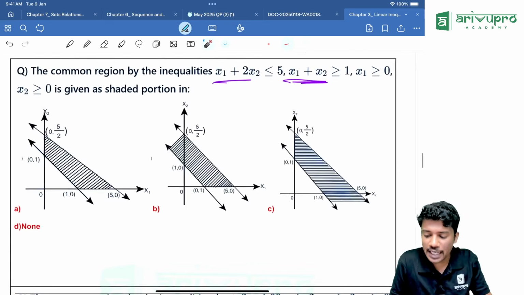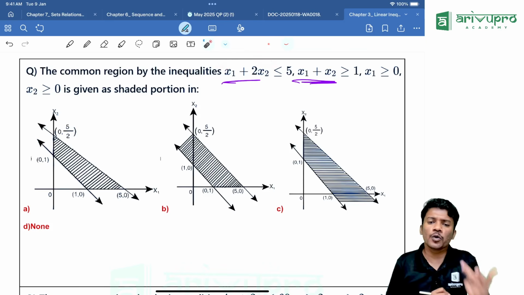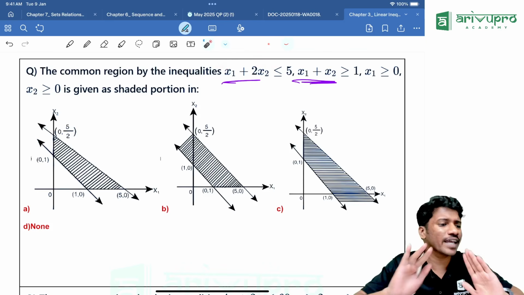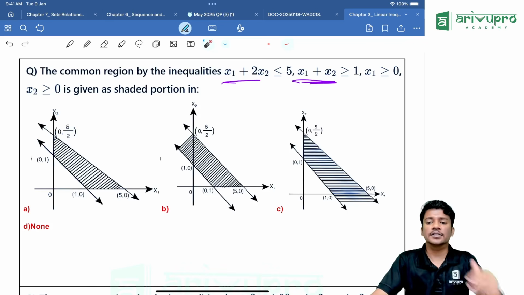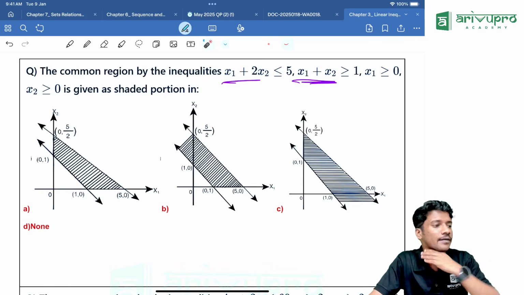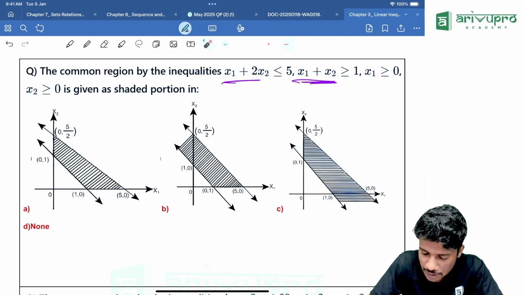Solve it for me. I'll give you 1 minute. Here, instead of x and y, they are using x1, x2. Two variables. Always think that they are two variables. In that angle, you think. Okay, try, everyone. Option A.